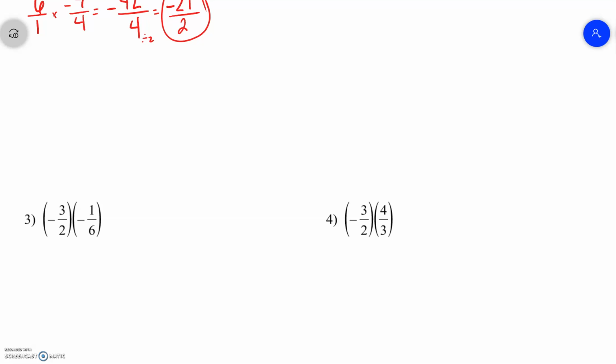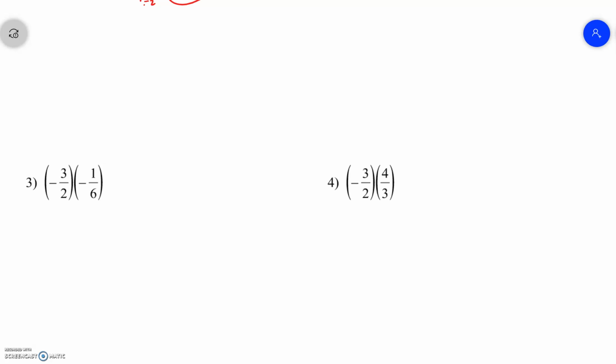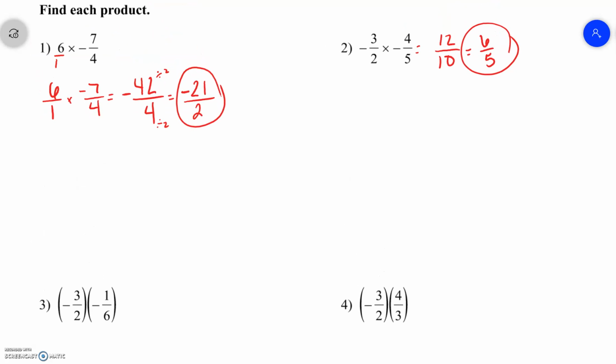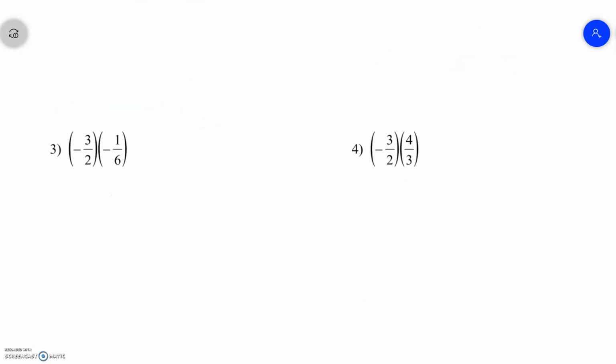All right, let's take a look at number 3. We have negative 3/2 times negative 1/6. And notice that it's written a little bit differently. Up here we have the times sign. Here we have parentheses, but they mean the same thing.